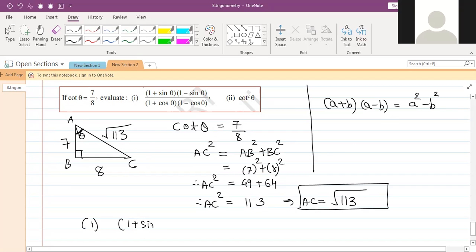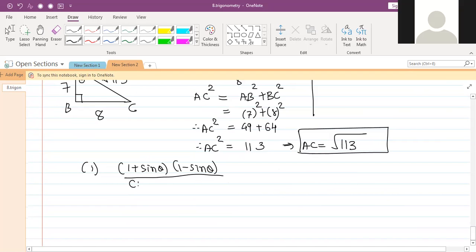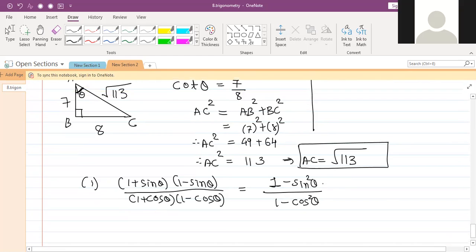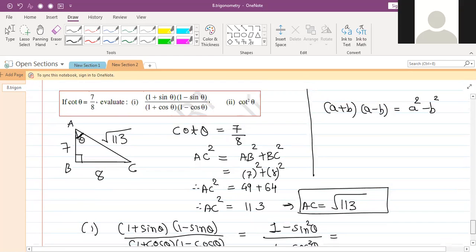So first I write this one, 1 plus sine theta, 1 minus sine theta upon 1 plus cos theta into 1 minus cos theta. Using that formula we can write 1 square minus sine square theta, similarly here 1 minus cos square theta. Understand? And also 1 minus sine square is cos square, and 1 minus cos square is sine square. That is also another trigonometric identity.